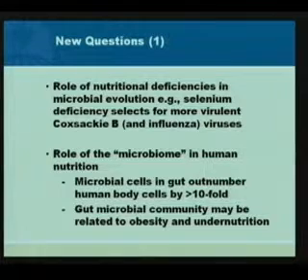The first one is, I think, well demonstrated. That is the role of nutritional deficiencies in microbial evolution. The best example of that is that selenium deficiency selects for more virulent Coxsackie B viruses and probably influenza viruses. So we have a situation where we have a nutritional deficiency, but it has a direct effect on viral evolution.